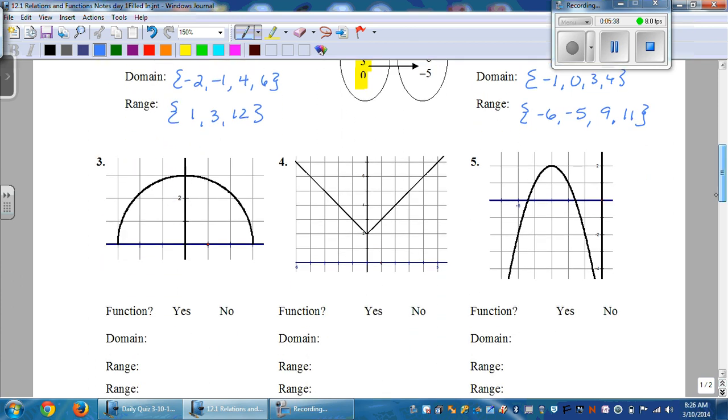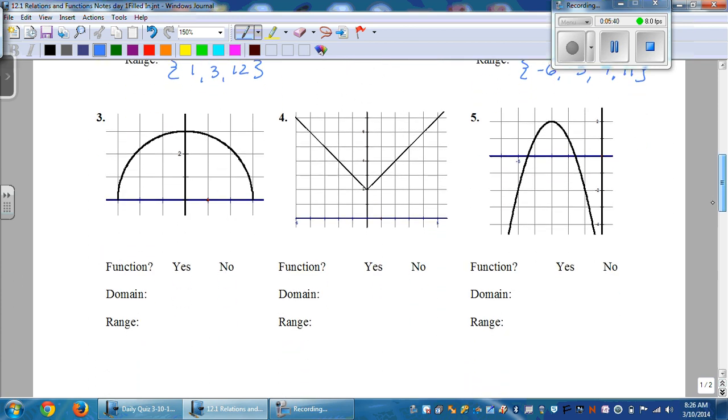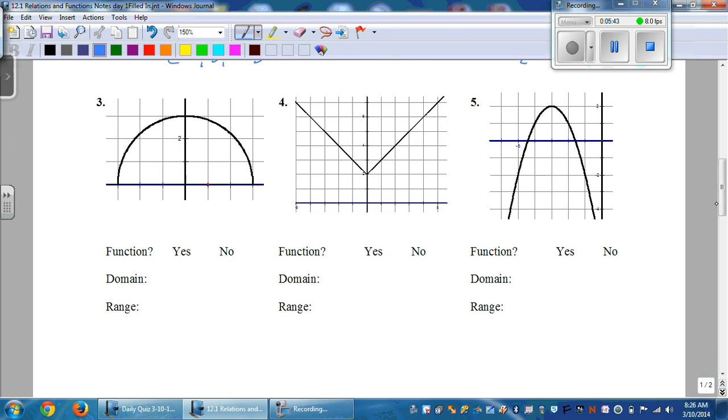All right. Next set. So 3, 4, and 5 look like graphs to me. Okay, so this is where that idea of that vertical line test is going to come in. Okay, so the vertical line test, the vertical lines go up and down. So you draw in vertical lines. It is a function if the vertical line only touches one time. So when we look at this, no matter where I make a vertical line, it only touches the function one time, so it is a function.